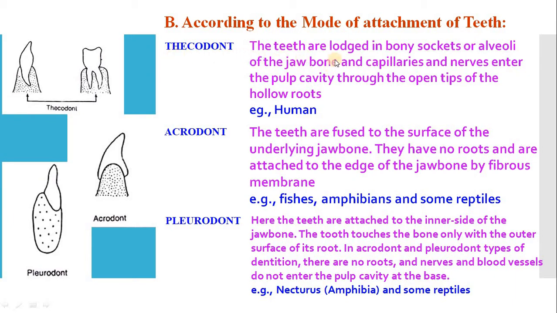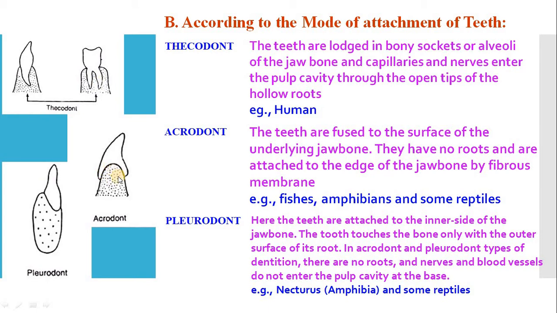Thecodont refers to the teeth which are fixed in the sockets or alveoli of the jawbone, and capillaries and nerves enter the pulp cavity through the open tips of the hollow roots. For example, human beings. You can see here, this is the thecodont. They are fixed in the sockets or cavities.